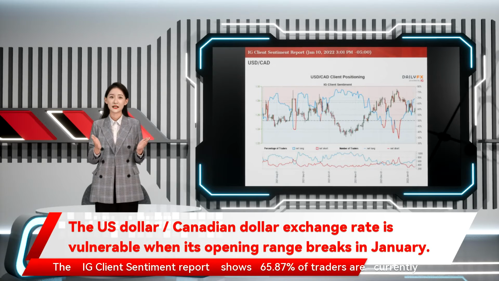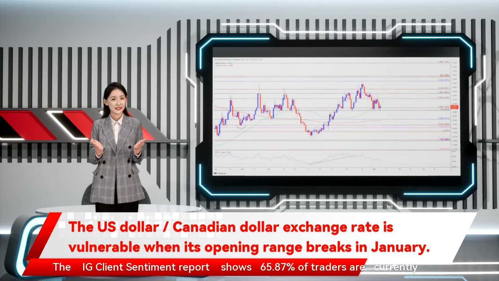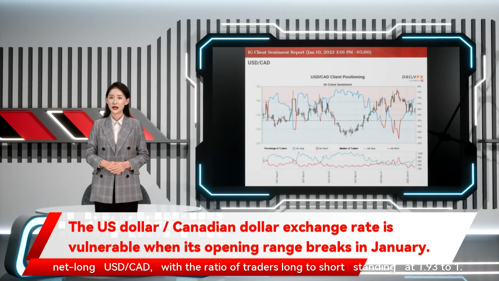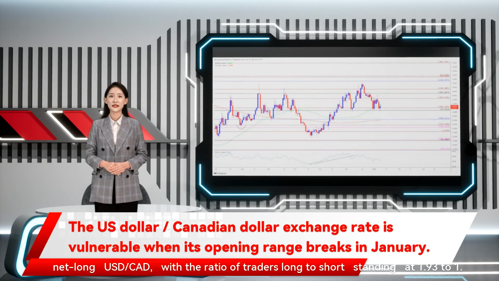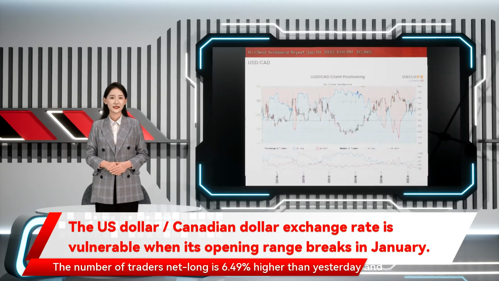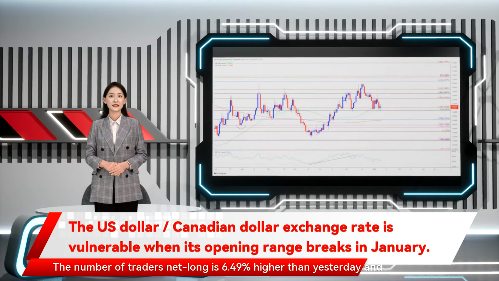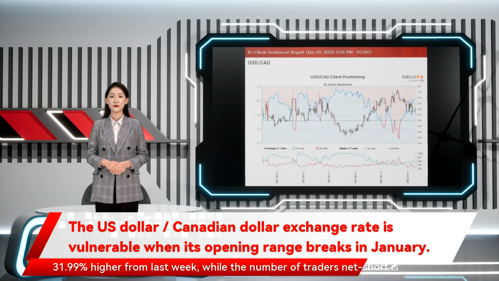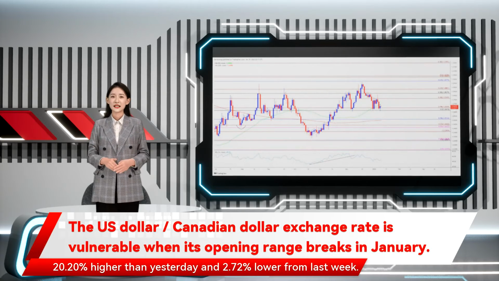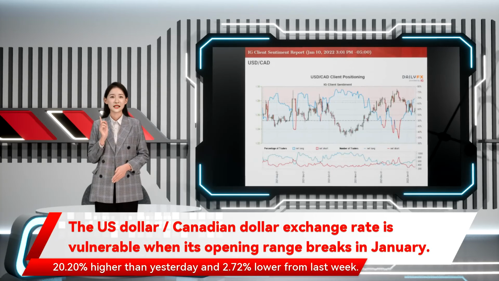The IG Client Sentiment Report shows 65.87% of traders are currently net long US dollar to Canadian dollar, with the ratio of traders long to short standing at 1.93 to 1. The number of traders net long is 6.49% higher than yesterday, and 31.99% higher from last week, while the number of traders net short is 20.2% higher than yesterday, and 2.72% lower from last week.